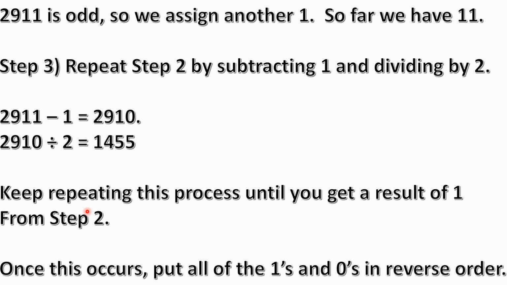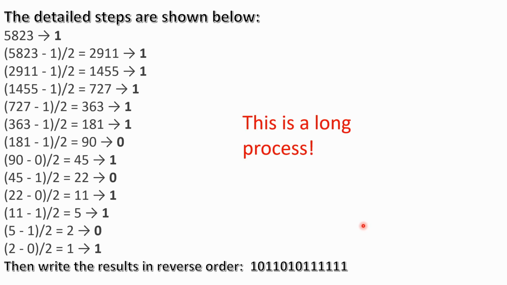And you keep going through this process. 2,911 minus 1 is 2,910. 2,910 divided by 2 is 1,455. You keep repeating this process over and over until you get a result of 1 from step number 2. Once that occurs, you write out all the ones and zeros that you've been writing off to the side in reverse order. I'll show these detailed steps for this problem, and hopefully it'll make a little more sense.